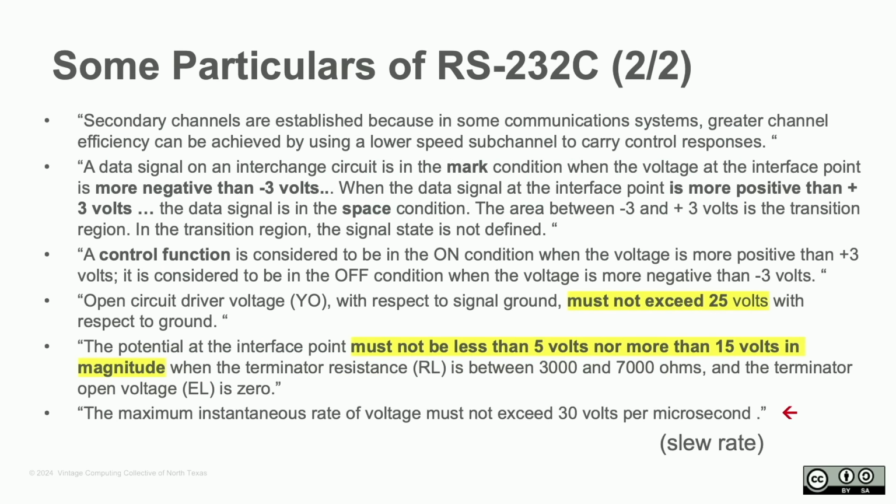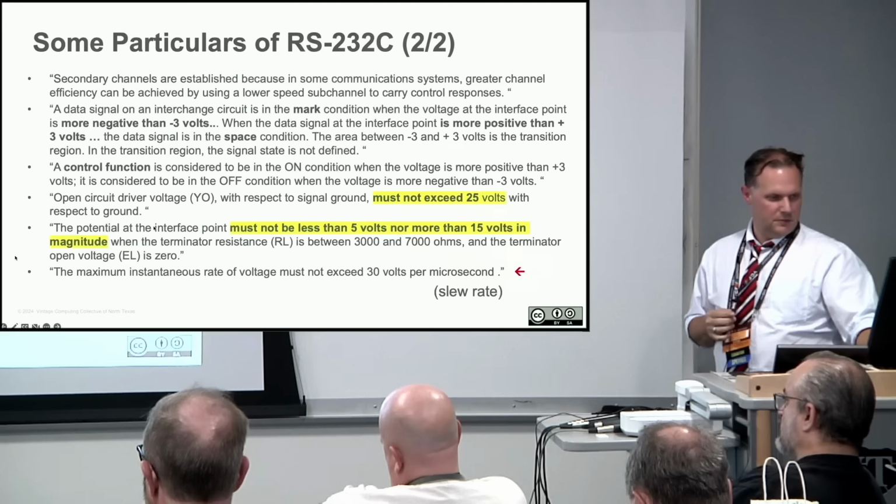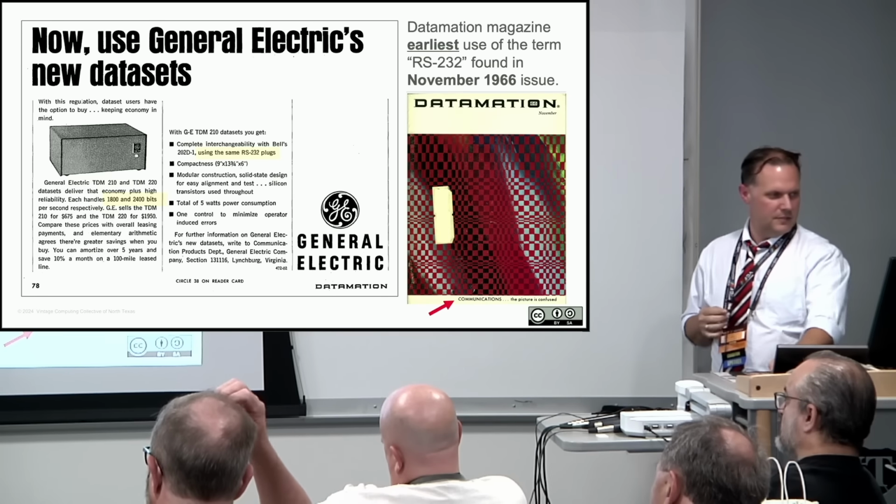All right, more particulars. All this is saying is basically don't go over 25 volts, but stay within the 5 and 15 volts. So it's the standard establishing those constraints. That's all I'll cover on this one. We've got a lot of other things to cover.